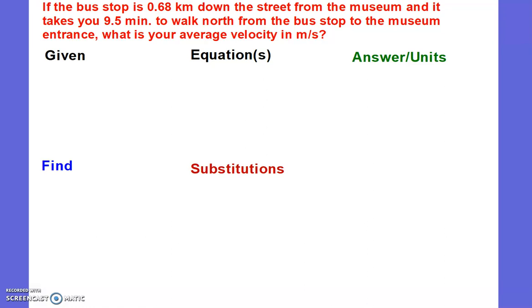So in this problem here we have, if the bus stop is 0.68 kilometers down the street from the museum, and it takes you 9.5 minutes to walk north from the bus stop to the museum entrance, what is your average velocity in meters per second?